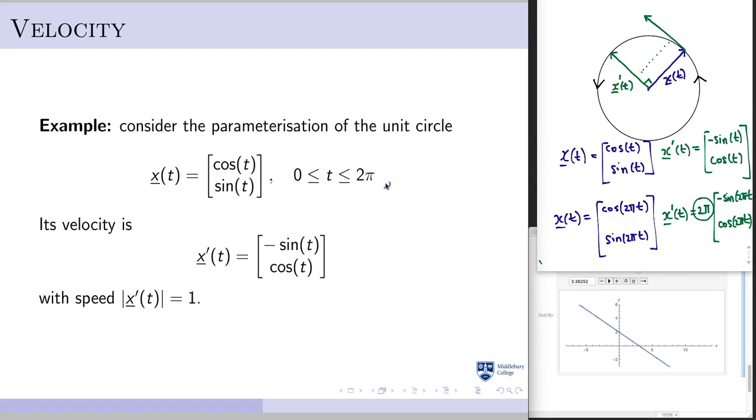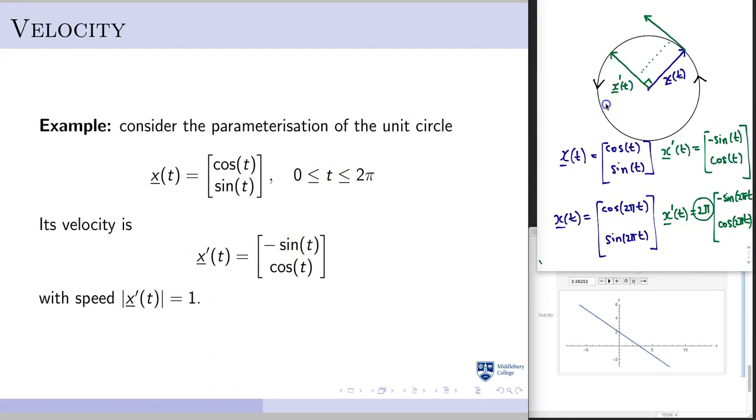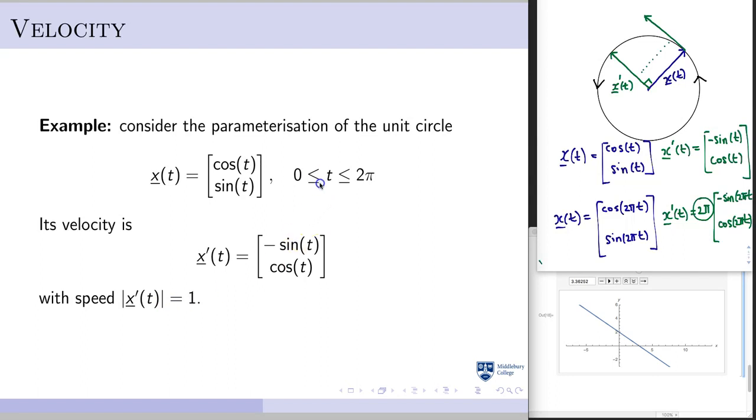We could also reparameterize the unit circle and give a different parameterization as follows. Here the velocity vector is nearly the same, but we've scaled it by 2 pi, and when we now compute the magnitude, we see that the speed is going to be larger. And again, if we look back, we're going the same distance around the circle, but the different parameterizations have different intervals of different lengths. So we'd expect that if we go around in less time, our speed is going to be greater. And here indeed we see that our speed is greater than the speed when we go around over a longer interval.